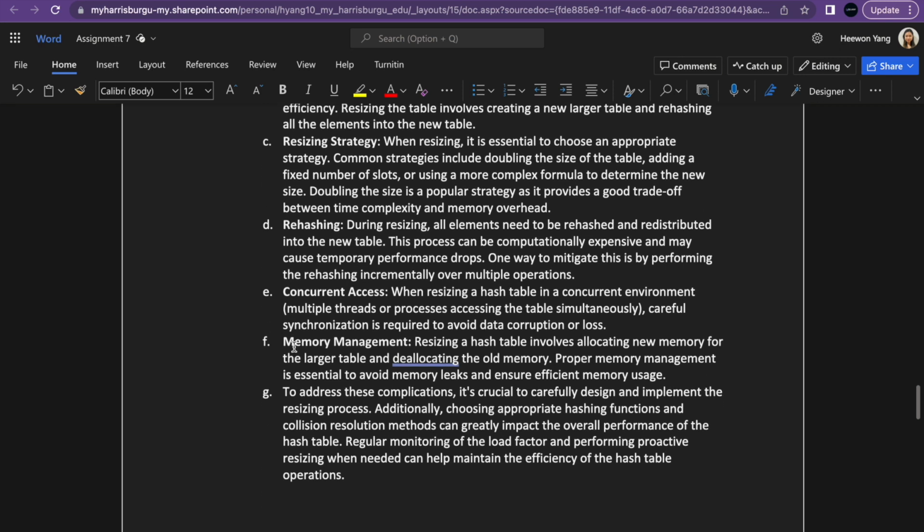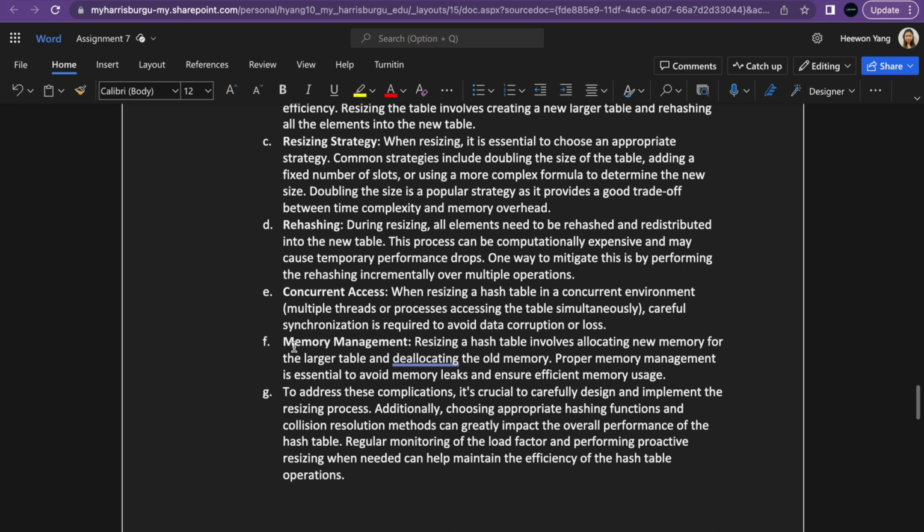Some of the issues and ways of resolving them include rehashing. During resizing, all elements need to be rehashed and distributed into the new table. This process can be computationally expensive and may cause temporary performance drops. One way to mitigate this issue is by performing the rehashing incrementally over multiple operations. And the next issue is concurrent access.